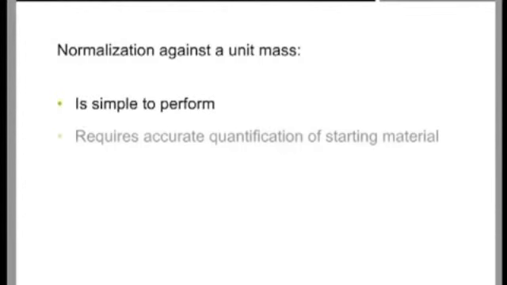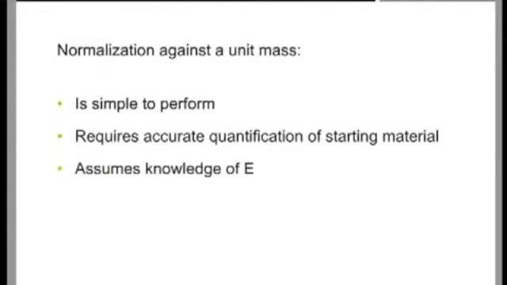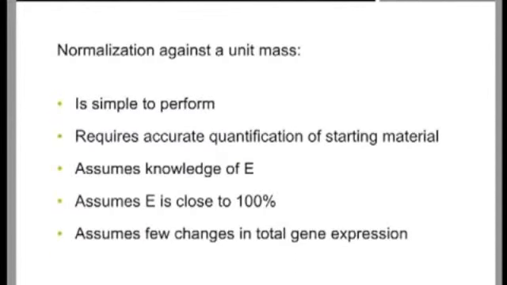This method is simple, but does have some limitations. It requires accurate quantification of the starting material. It assumes knowledge of the reaction efficiency and that the efficiency is approximately 100%. It also assumes that there are few changes in total gene expression between the sample and the control. Some of these limitations can be overcome by using normalization against a reference gene.